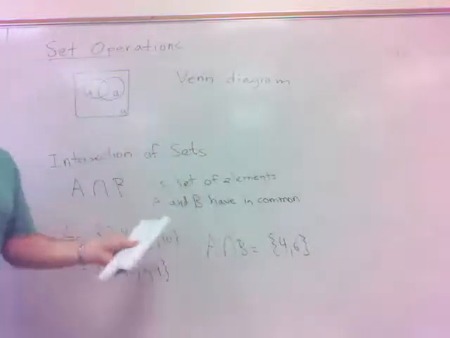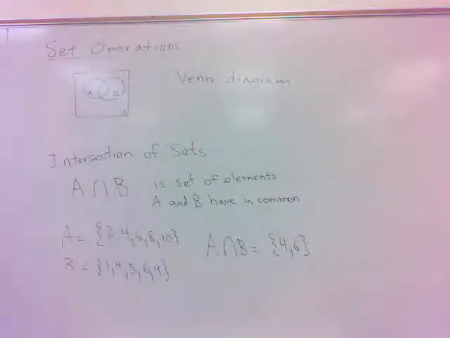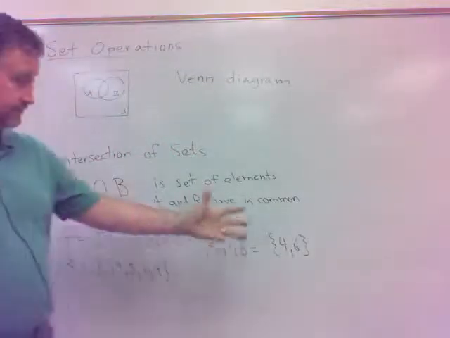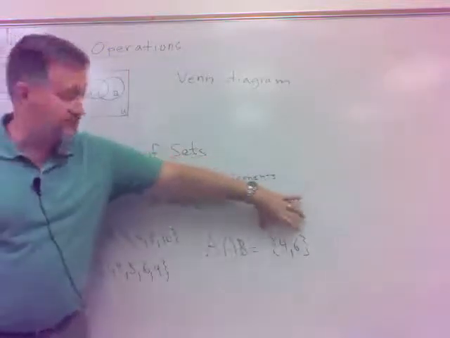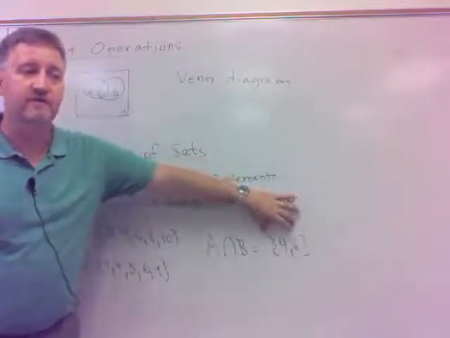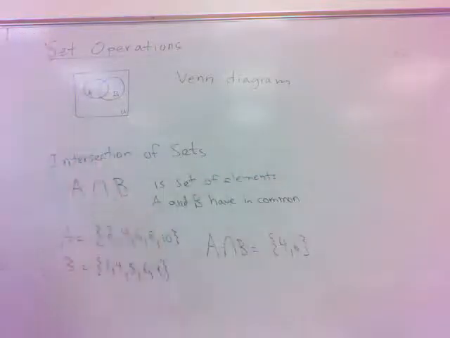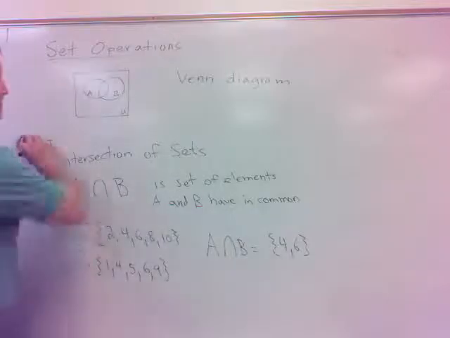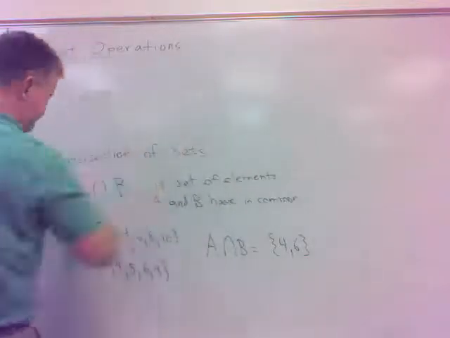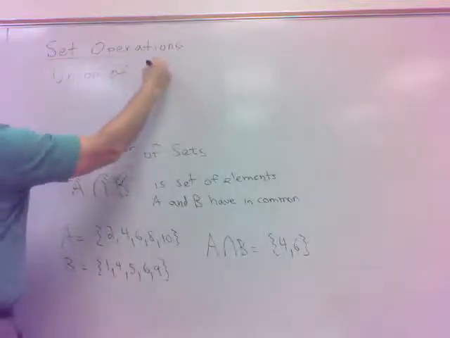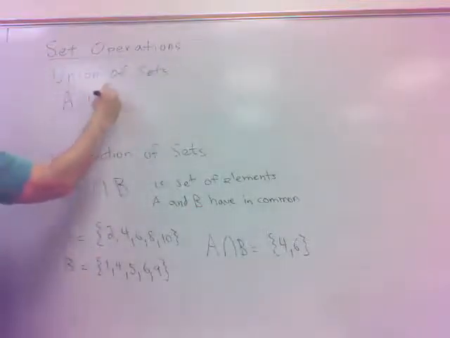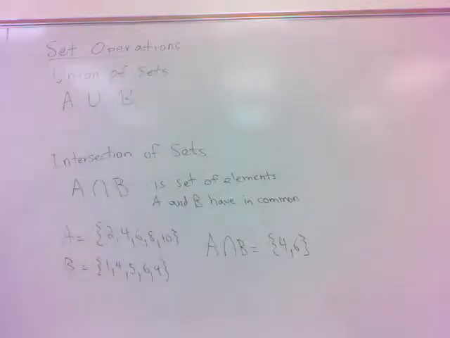So we put two sets together, we get a new set, and depending on the set operation, it depends on what you get for your set. A intersection B is the set 4, 6. It's the intersection. There's also something known as union, the union of sets. And it's denoted with what looks like a U between them.